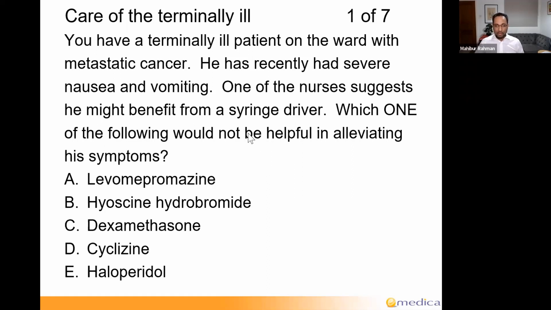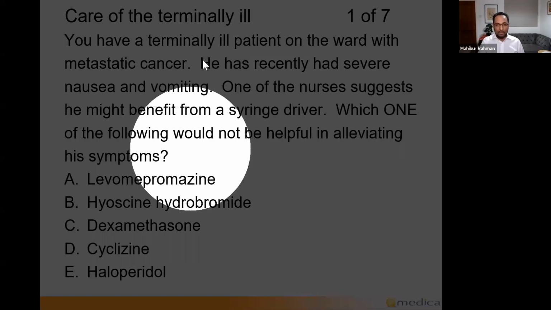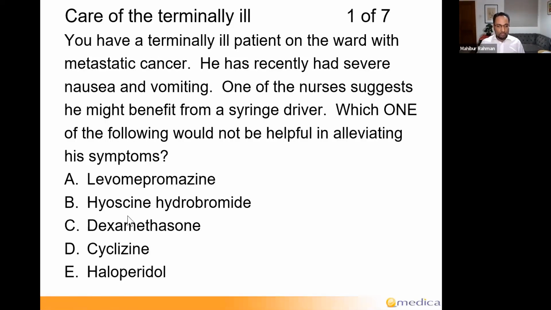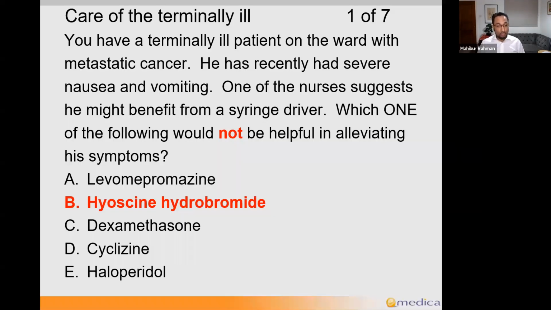So now something important about this is what we call a negatively framed question. So you've got this patient terminally ill, they've got metastatic cancer, they've got severe nausea and vomiting. These are key words, right? The symptoms, the diagnosis, and someone suggested that maybe they might benefit from a syringe driver. So which one would not be helpful? Do you see what I mean, that this is negatively framed? We're not asking which one would you give this patient. We're saying which one would not be helpful to deal with their symptoms. What are the symptoms? Remember, the symptoms are severe nausea and vomiting, okay? So the one that would not be helpful is B, hyoscine hydrobromide, okay?